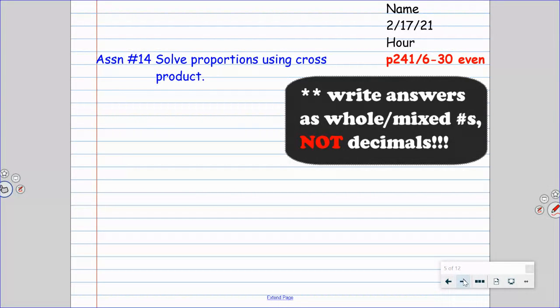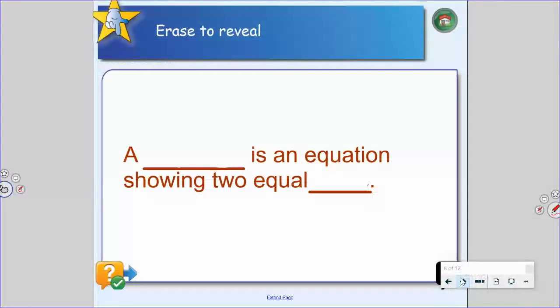Please note, we are asking you to write all your answers as whole or mixed numbers. Keep that in mind. We do not want decimals when you're checking your answers in the back of the book, as well as the answers that I show you tomorrow. I will not display decimals. All right, so let's focus on this.